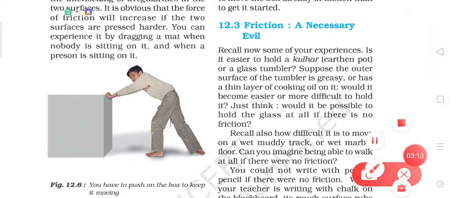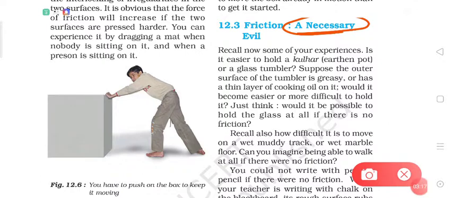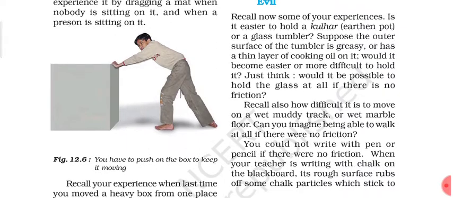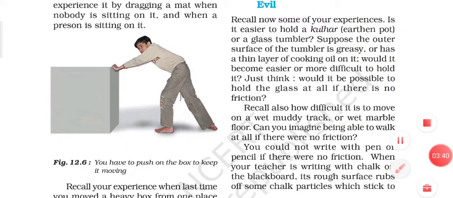Okay, now let's understand friction, a necessary evil. That means friction in some situations is very much necessary, desirable, while in some situations it is just an evil, means in some situations it is not desirable. So we can say that friction is both, means good and bad, or we can say friction has its own advantages and disadvantages. So let's talk about the advantages of friction.